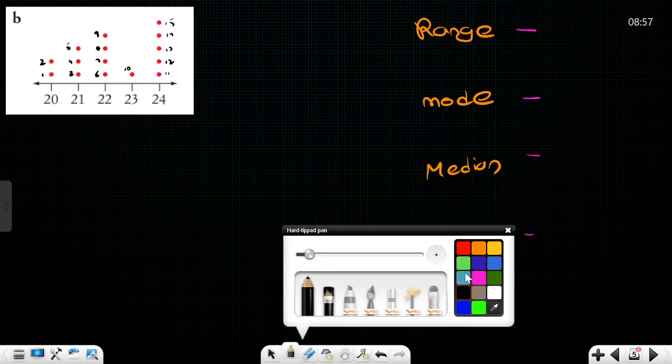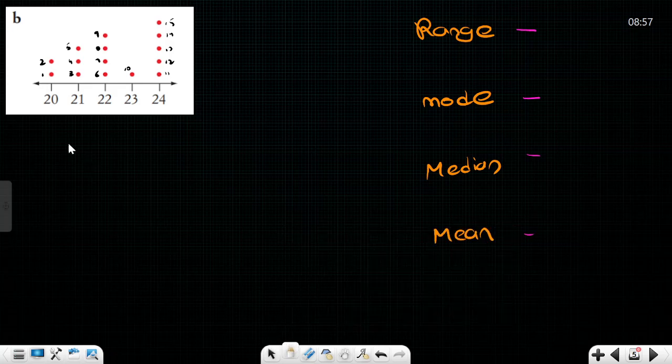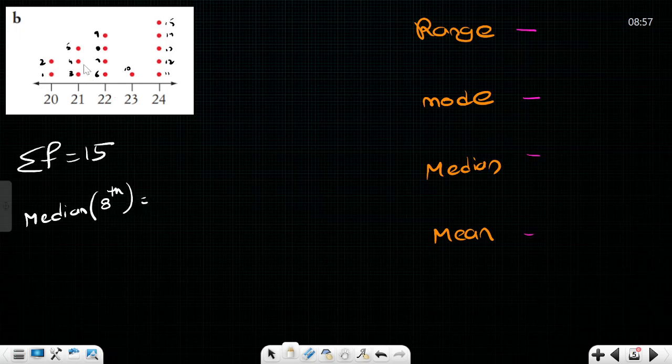One thing we can understand from this: sigma f, the total frequency, is 15. Therefore, to find the median, you can find the eighth element. The eighth element is this one, that is 22. Therefore, median is 22. That one we can say.